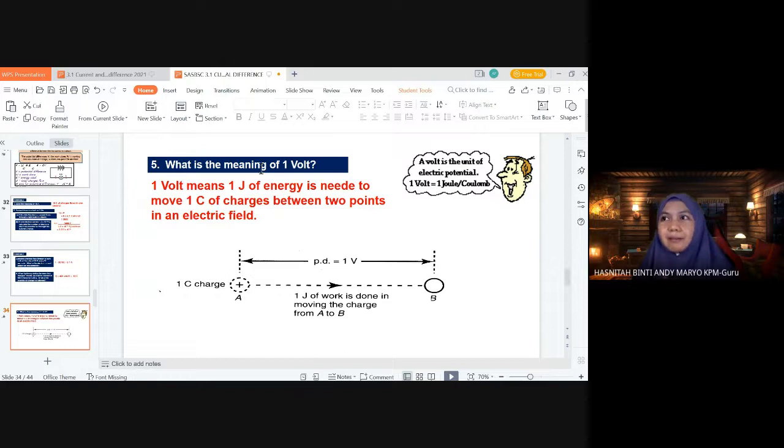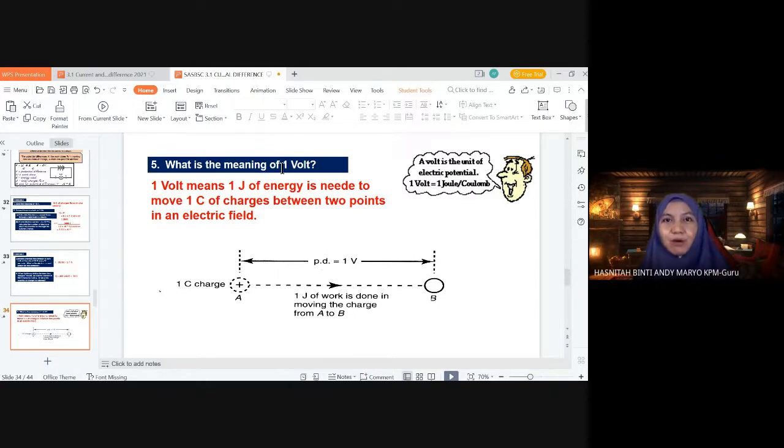Now potential difference. What is meant by 1 volt? Can you say again what is the meaning of potential difference, students? Anyone? What does potential difference refer to? This refers to the work done in moving 1 coulomb of charge from one point to another in an electrical circuit.